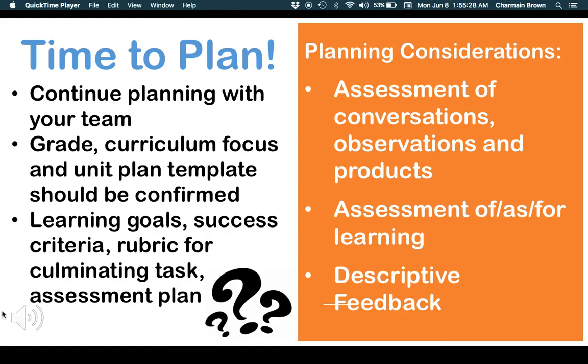So once you've got all those things in place, that's what you're going to include in your unit plan template. So you might still be working on what you submitted last week. Totally okay. Just add in the assessment piece. That's all I'll be focusing on in terms of the descriptive feedback for this week.